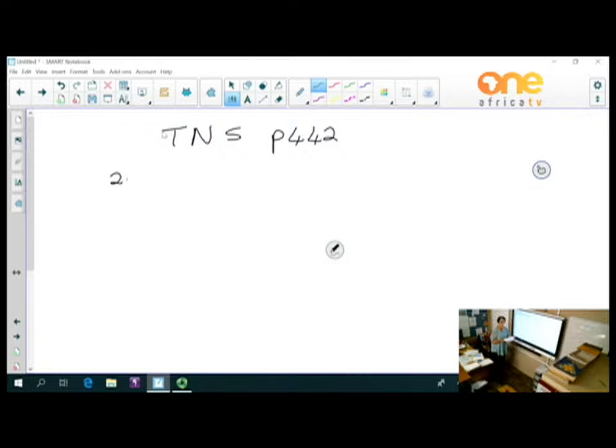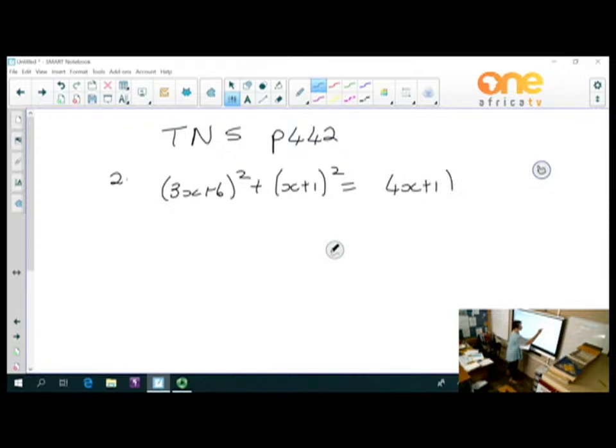Now, before we can do that, we need x. We need to know the value of x. And the only thing that we have here is Pythagorean. So we can say that (3x + 6)² + (x + 1)² is equal to (4x + 1)². There's your Pythagorean that we do.